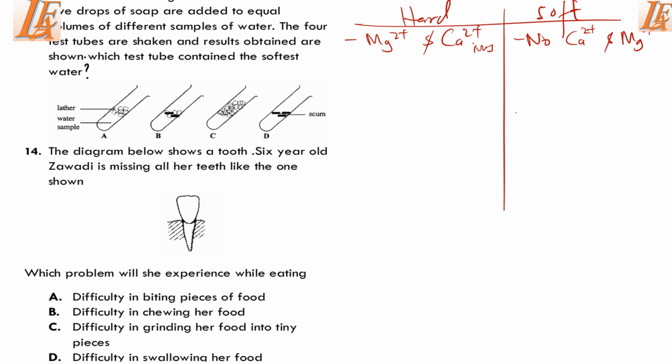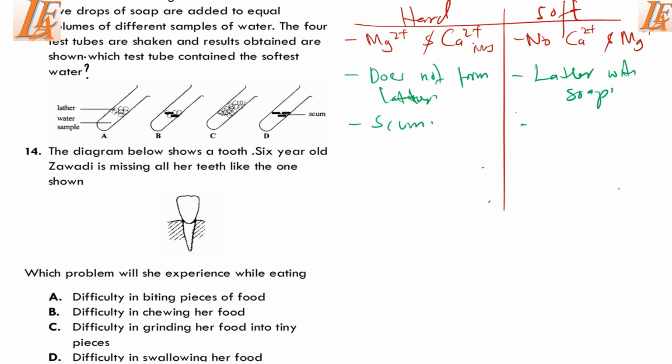Now, the presence of these ions in hard water makes it hard to form lather, it does not form lather easily. But the absence of calcium and magnesium makes soft water lather easily with soap. This also makes hard water form what we call scum, while soft water does not have scum. Therefore, let's go to the options that we have been given.